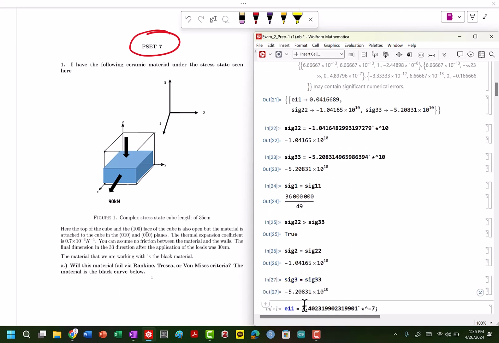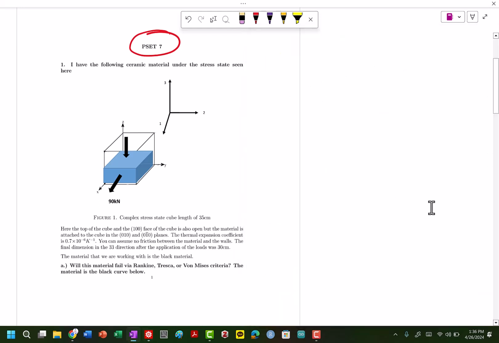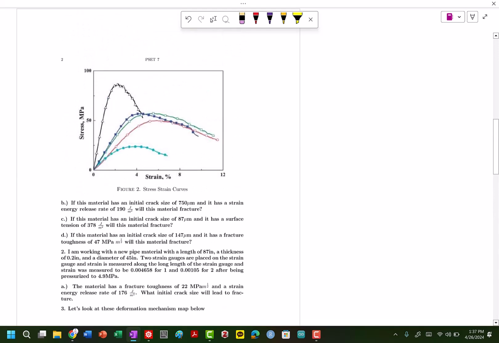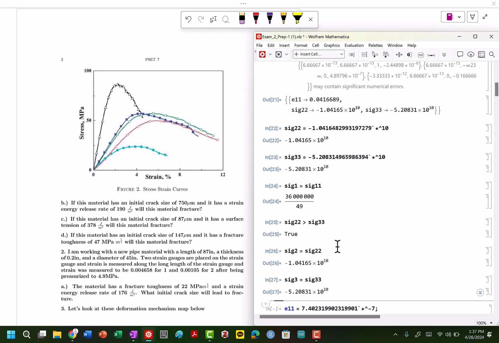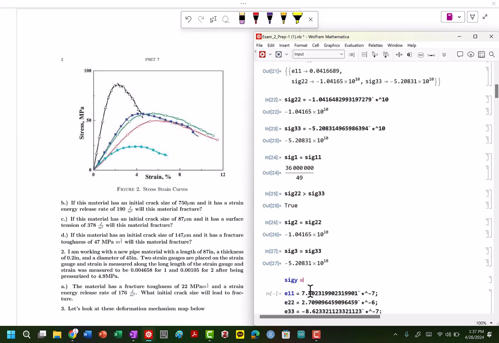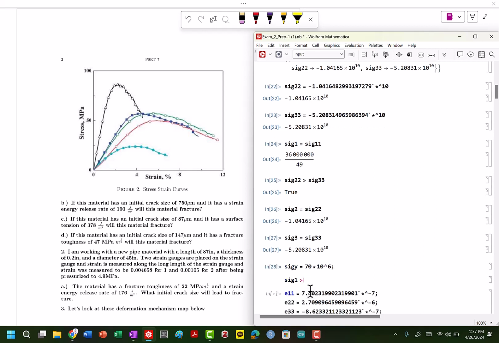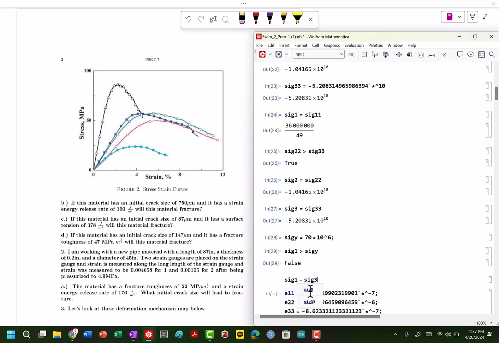So now we can do, for our ranking criteria, we are working the black material. The screen is having a little bit of issue catching up. Black material, I would say our yield stress is probably around, let's say like 70 megapascals, looking at that curve. So sig y is equal to 70 times 10 to the 6. So is sig 1 greater than sig y? Nope, so it won't yield. Is sig 1 minus sig 3 greater than sig y? Yes, so it will yield there.